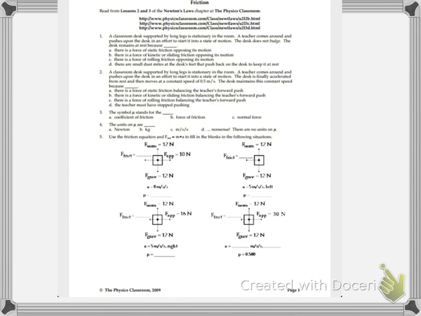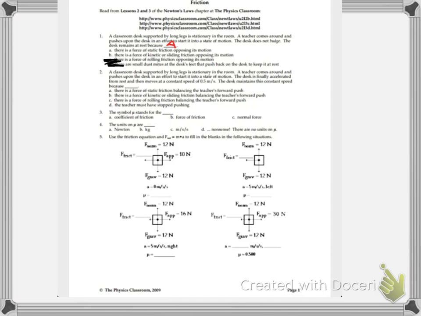So that's already going to get rid of option C, because there is no such thing as rolling friction. So C is out of the question. Small dust mites? No, that's not true either. So now we're left with A and B. Static friction and kinetic or sliding friction. Because the object isn't sliding, it's still stationary. That means it's at rest. So option A is the best bet there. Option A, because we have static friction opposing that motion.